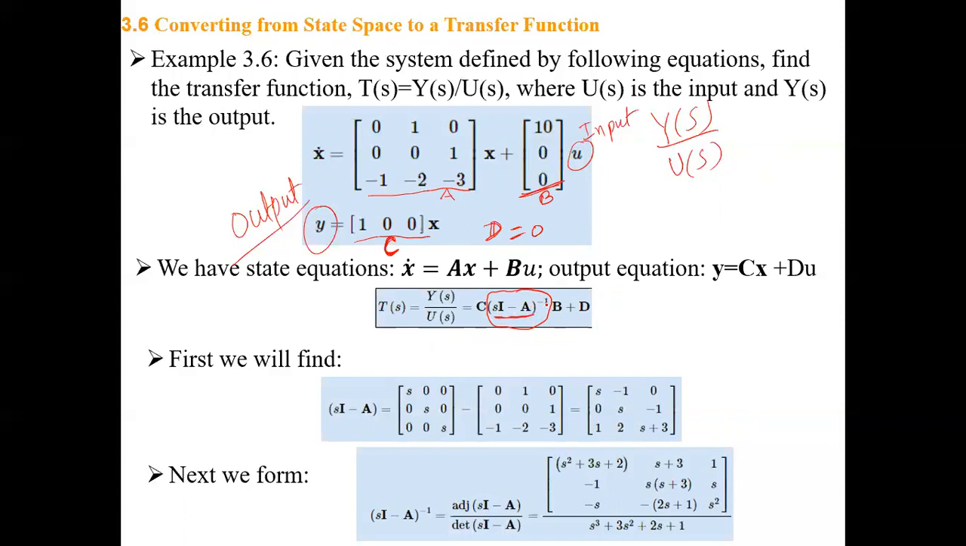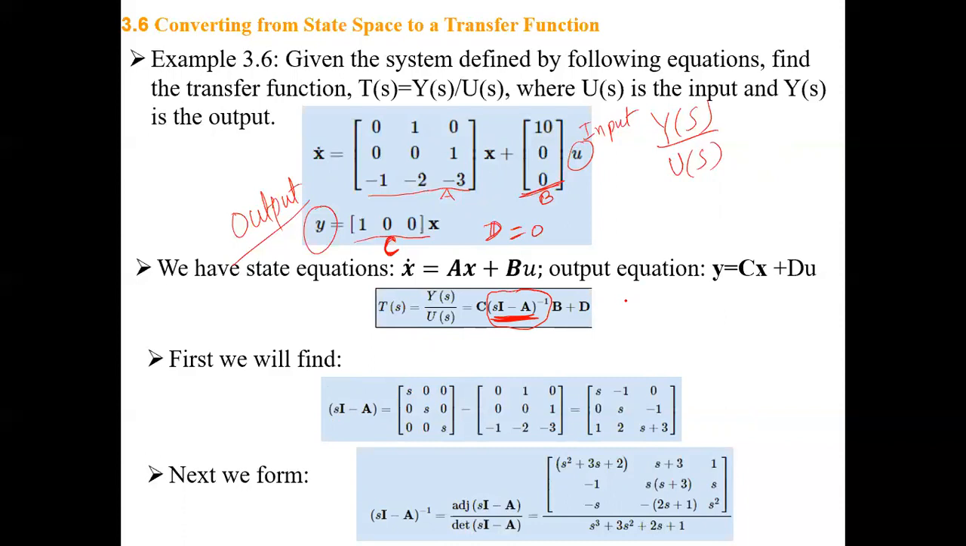It's finding the inverse of a matrix, right? That's the thing. If you have matrix P, then how do you find the inverse of matrix P? Okay. So this is like matrix P now. So your P is this guy here, sI minus A. So what is sI minus A?